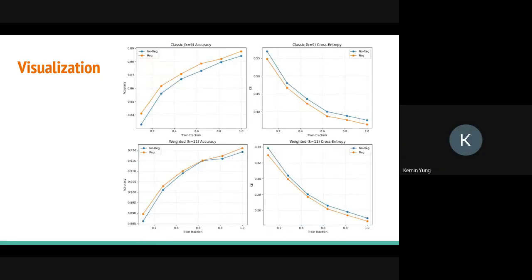Okay, next slide, please. And this one is the learning curve. The left is accuracy, the right is cross entropy, and the top one is k equals 9, and the bottom is k equals 7. As training data grows, both models improve. The orange line is consistently above or equal to blue and has lower CE, especially on small data. The weighting raises the overall ceiling, while regularization stabilizes and better calibrates the probabilities.